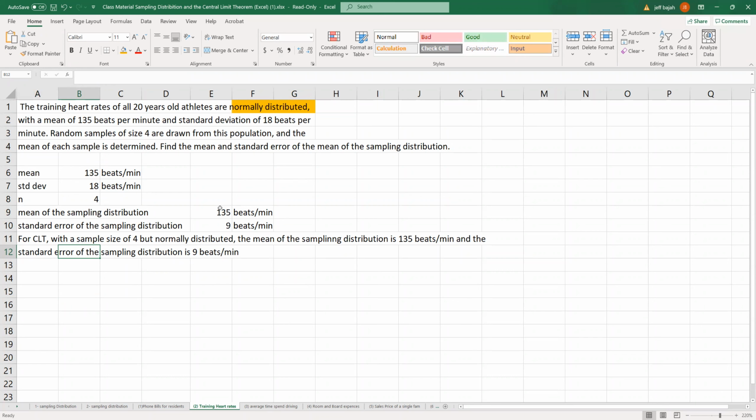Professor, could you hover over the standard error? Okay, thank you. You're welcome.